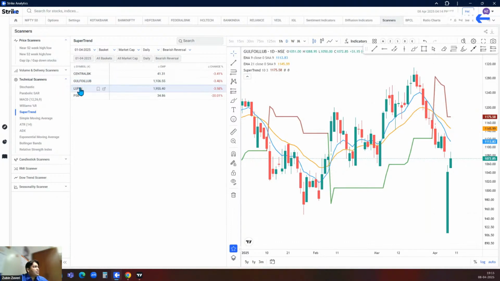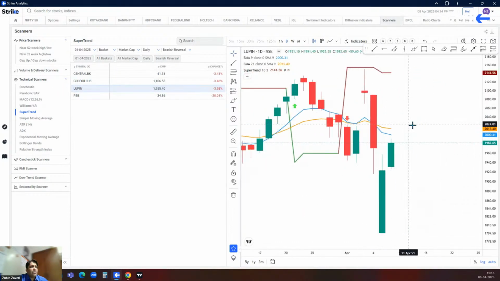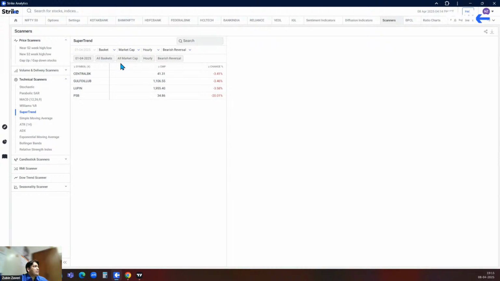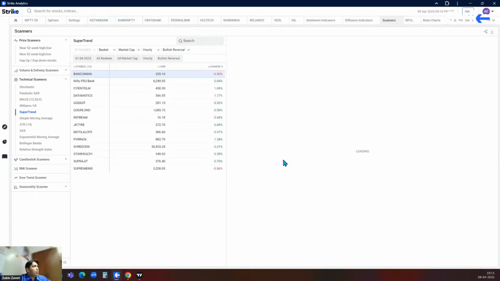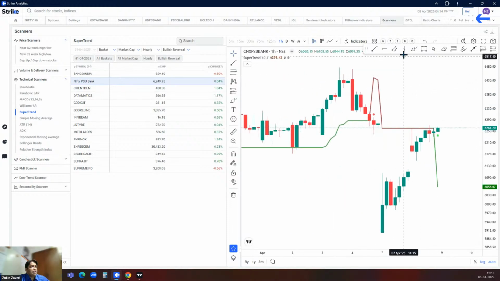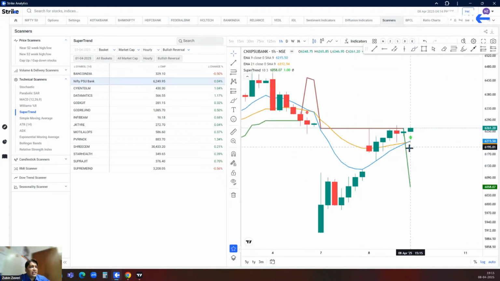Okay, first Lupin, what was Lupin? Lupin had given a sell over here, but it hit a stop over here, gapped up and then came down and then again up. So you can use this even on an hourly chart if you want to see. On an hourly chart, let's look at some bullish reversal, if today was a bounce back day, right? And Nifty PSU Bank.